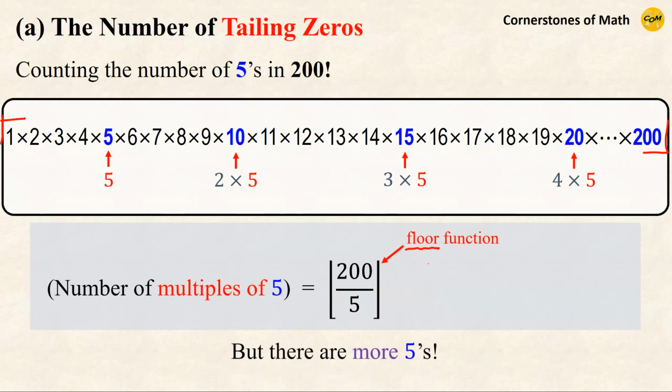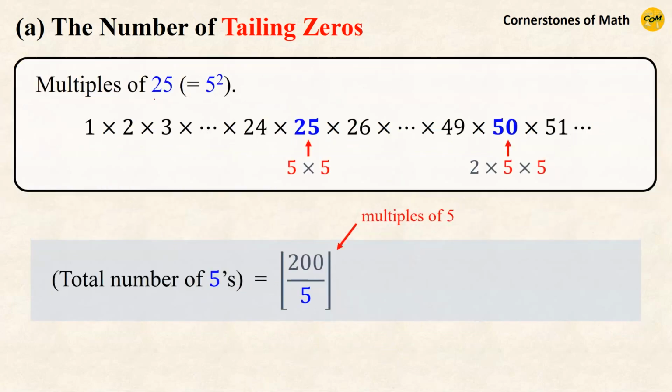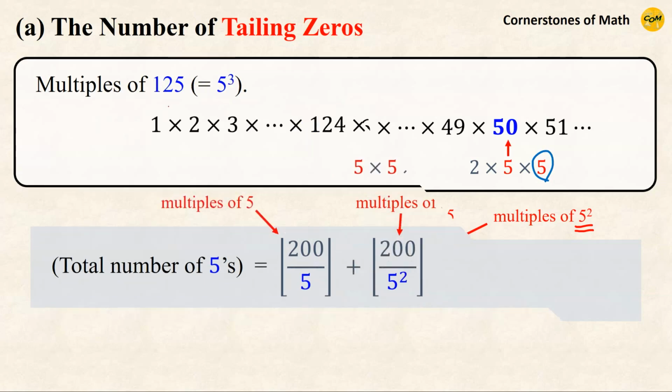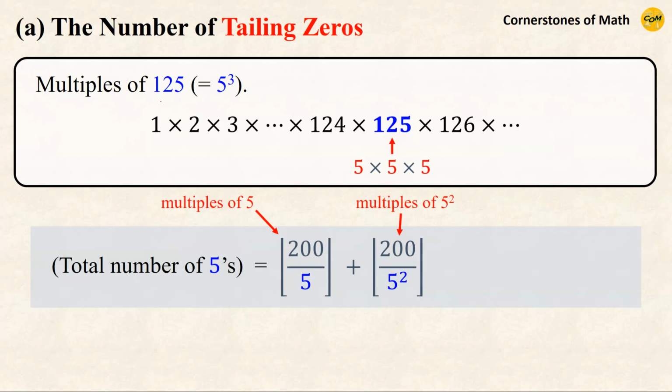But there are more 5s out there because of the multiples of 25, which is 5 squared. As you can see, each multiple of 5 squared contains one more 5 compared to other multiples of 5 we just saw. Therefore, we have to add the number of multiples of 5 squared to our previous result. So we have floor of 200 divided by 5 plus floor of 200 divided by 5 squared. And now you can see where this is going.